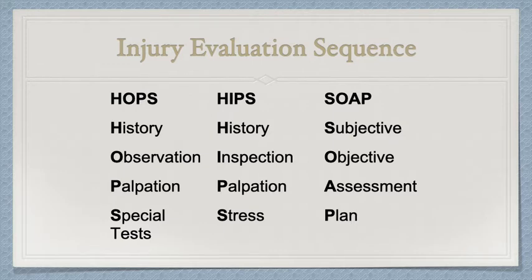SOAP is a little bit different. It's probably one of the more original injury evaluation sequences that has been used. Subjective would be everything the patient tells you. This would be part of the history, what they tell you about their injury. The objective is anything that you can see, touch, or feel. That's the objective side of things. The assessment, this is what's wrong with the person. This is what I think the injury is.